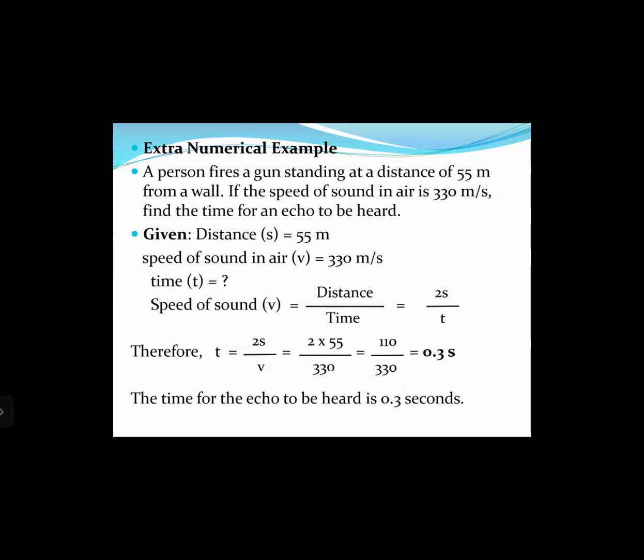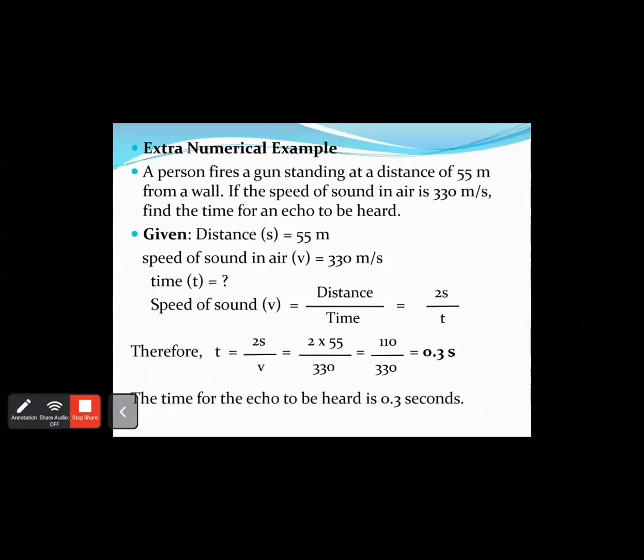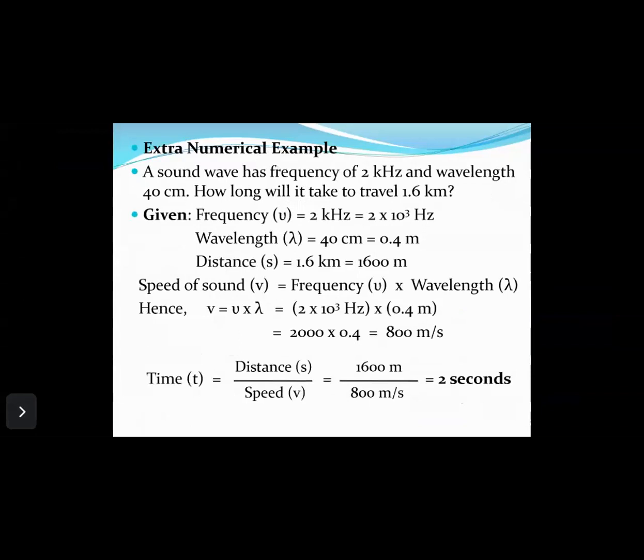So if you happen to find a wall which is at a distance of say 55 meters from you, and if you stand over there and shout loudly or make a big bang sound, then you will get the echo in a time of around 0.3 seconds, right? Provided the speed of the sound is 330 meters per second. Let us see the next question.